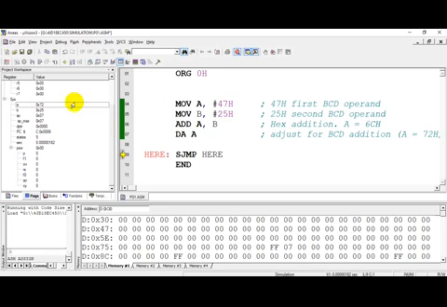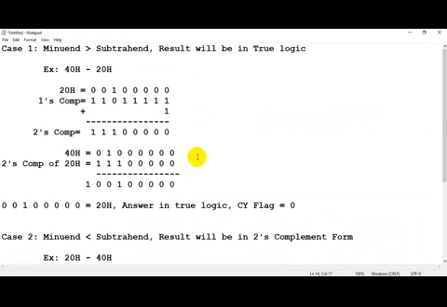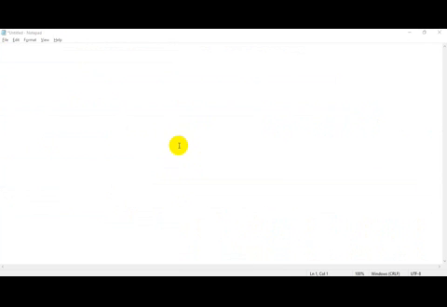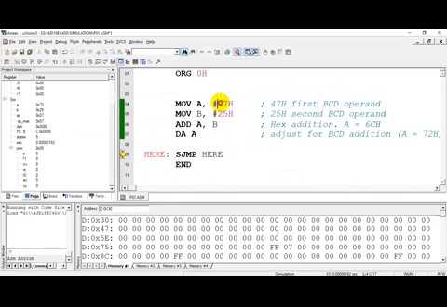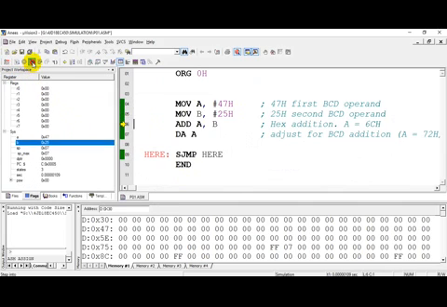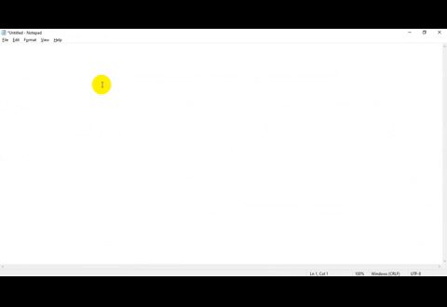Now how does it work? For this example, I will show you. What did we get when we added 47 and 25? Let us execute again. What we got was 6C. So how did the controller convert that? The result we got was 0110 1100. So this is 6, this is C.